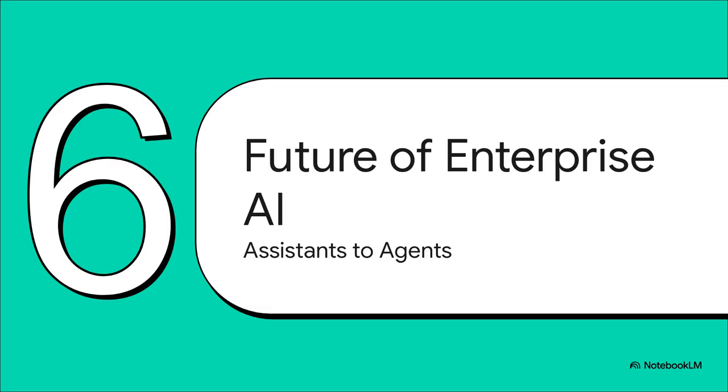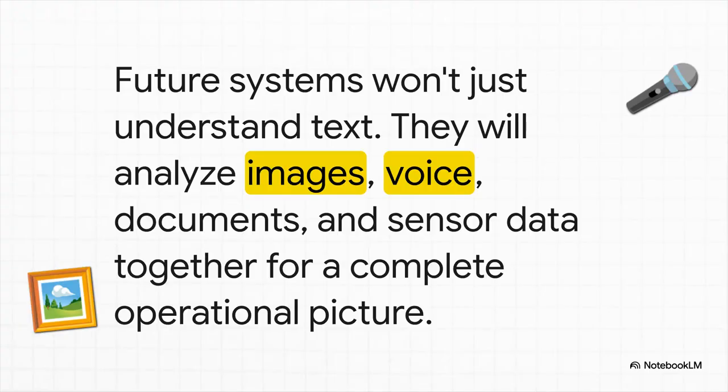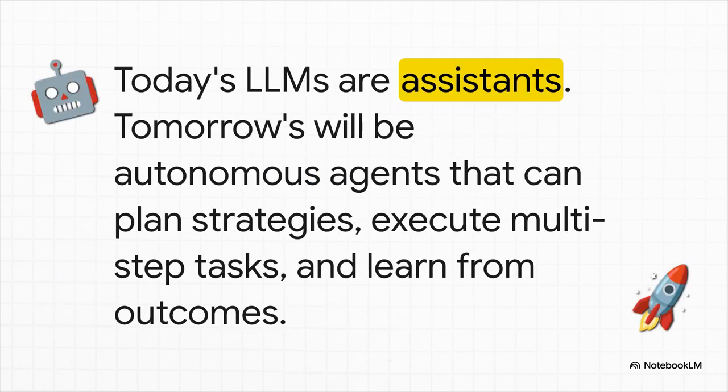Okay, let's wrap this up by looking ahead. Our last section is about the future of enterprise AI. And spoiler alert, we're talking about a huge shift from today's tools to tomorrow's autonomous systems. The next big wave is multimodal AI. Right now, we're mostly dealing with text. But business happens in pictures, in voice notes, in complex documents. So imagine a support agent that can read a customer's email, analyze an attached screenshot of an error, and listen to a voice message explaining the problem, all at once. That's where we're headed.